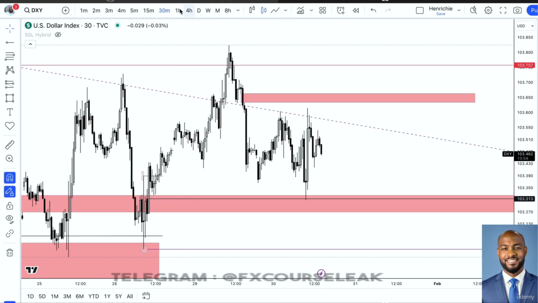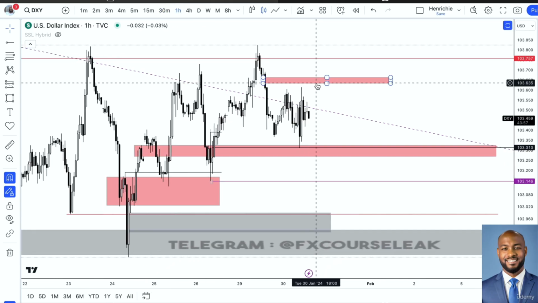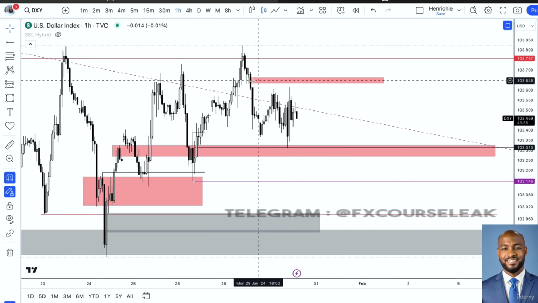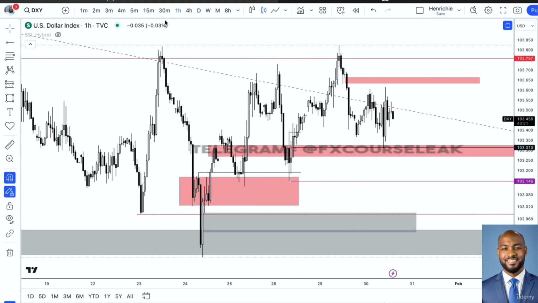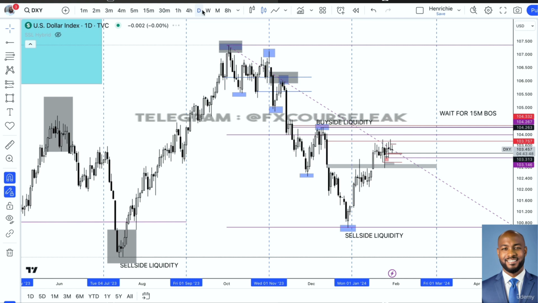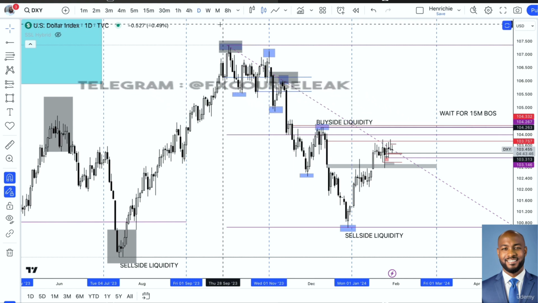But as you can see, we're heading to the end of the day for today, the end of the trading day. Right here is my drawn liquidity. I anticipate for price to come in here and potentially rally above this high. So my overall drawn liquidity remains this relative equal high.